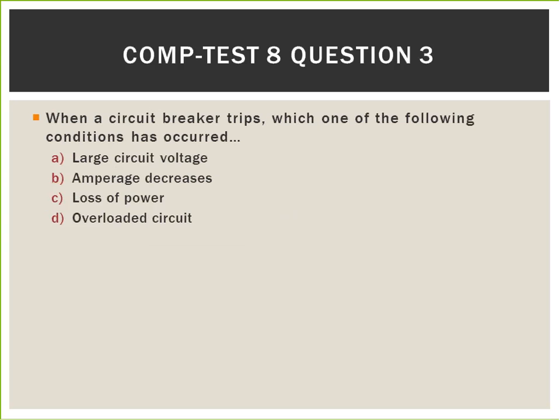Comp Test 8, question number 3. When a circuit breaker trips, which one of the following conditions has occurred? A, large circuit voltage. B, amperage decreases. C, loss of power. Or D, overloaded circuit. Answer D is the best answer here because circuit breakers are an automatically operated electrical switch designed to protect an electrical circuit from damage caused by overload or short circuit. Answers A, B, and C are not correct because circuit breakers do not protect against large circuit voltages, amperage decreases, or losses of power.